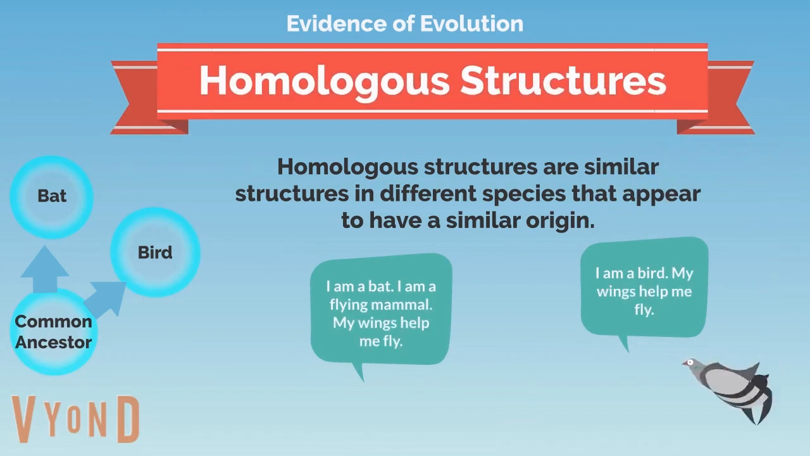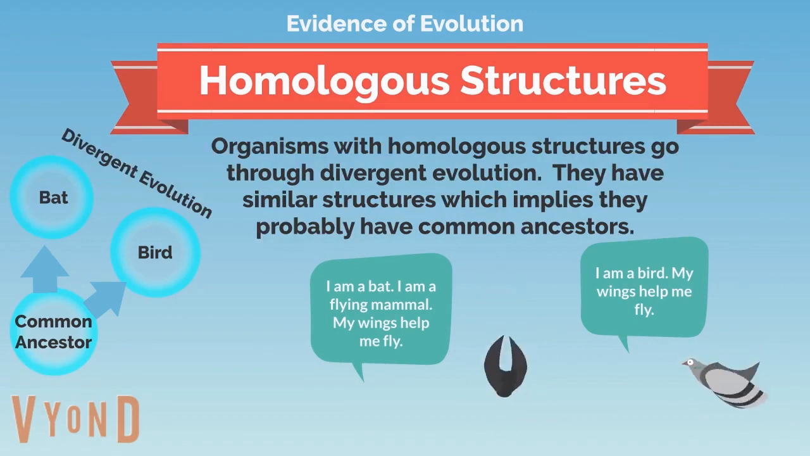Homologous structures are similar structures in different species that appear to have a similar origin. Organisms with homologous structures go through divergent evolution. They have similar structures, which implies they probably have common ancestors.